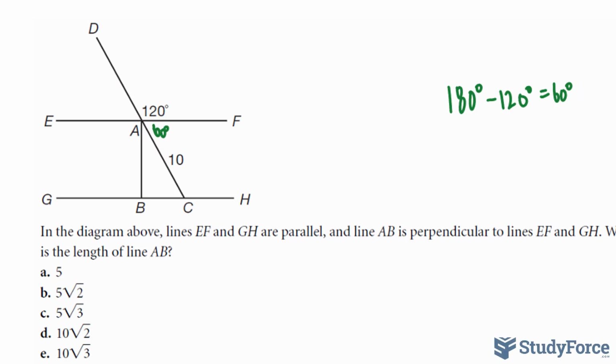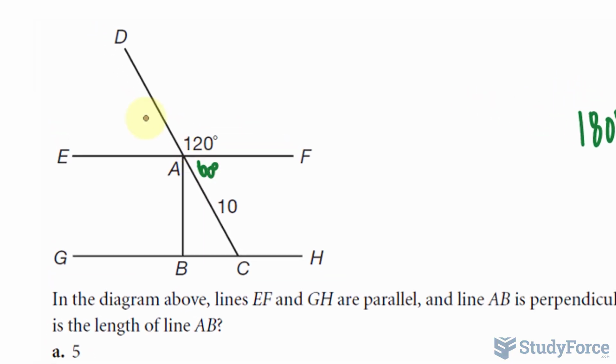The reason why that's important is because now we can use the alternating angle properties for parallel lines. And that tells us that if this angle is 60, so is that. This is important because we have a right triangle. We know it's a right triangle because they tell us AB is perpendicular to EF and GH. So this makes a 90-degree angle.